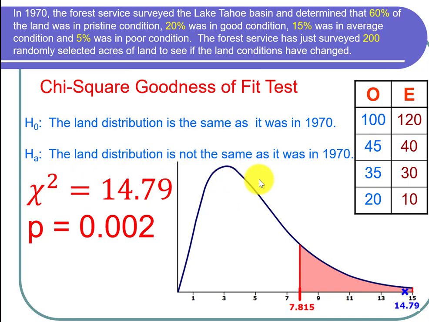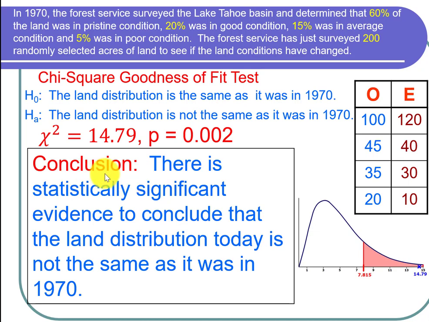So let's write down our conclusion. And the conclusion is, there is statistically significant evidence to conclude that the land distribution today is not the same as it was in 1970. And I'm done with the problem.